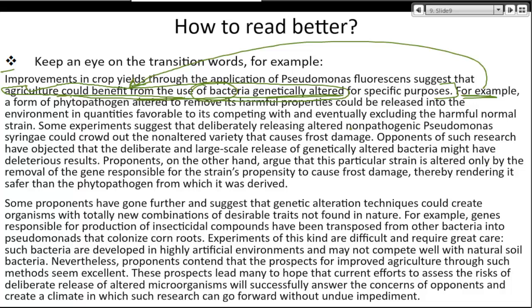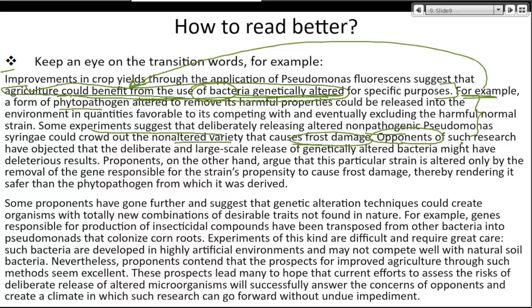And then he says, yes, so that means example. So I did not bother much about it and get into the very details. It says here, for example, a form of phytopathogen altered can be released into environment conditions able to its okay, so some good is coming out of it. Some experiments suggest that the deliberately releasing of altered pathogens could crowd out the non-altered variety, cause frost damage. Opponents of such research, so again here, opponents have come into the picture. So this is basically the benefits of genetically altered bacteria.